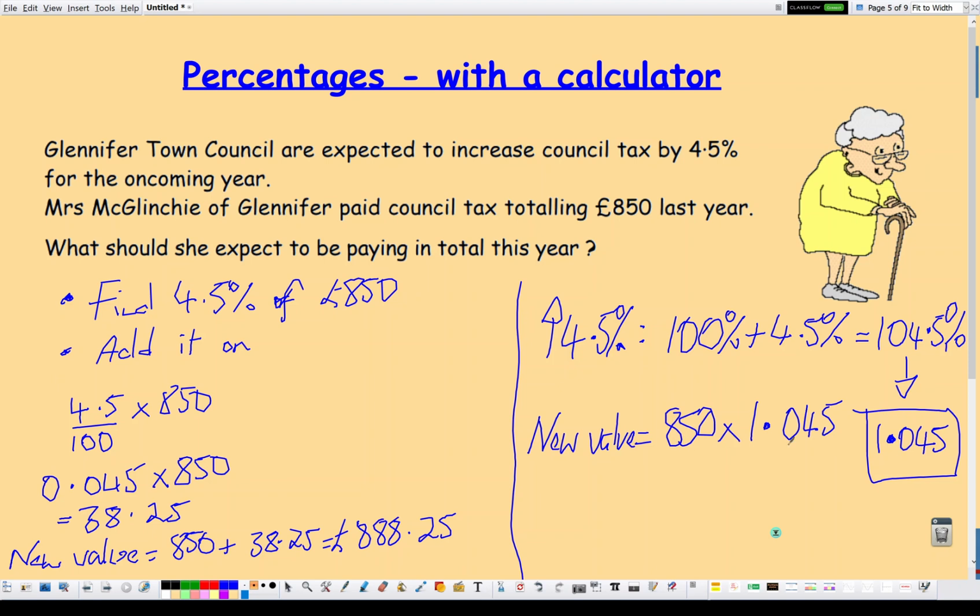If you didn't do that, do it this way. Can you do this calculation? Put this into your calculators right now just to check. It should give you the exact same answer. 850 times 1.045.